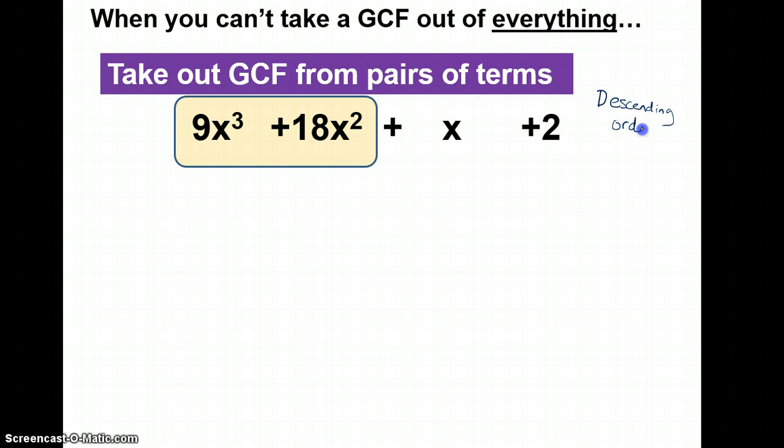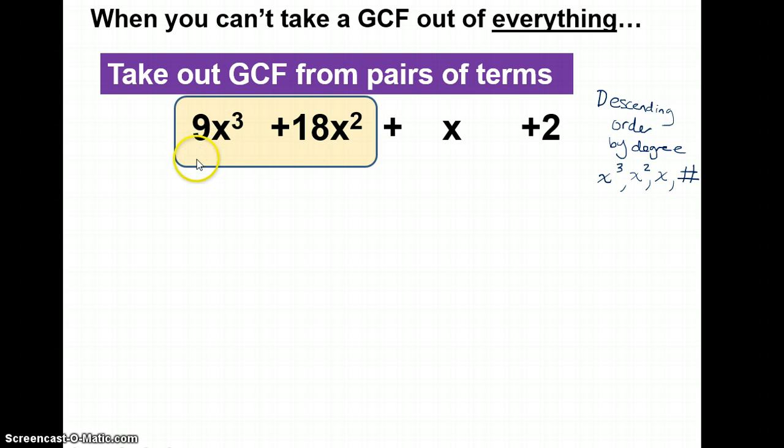I'm just going to write that down, descending order by degree. So it goes x to the third, x squared, x, and then just a plain old number. So if the problem that you're doing for homework is not in that order, you might want to do that first. But the ones that we're working on today, they're like that.